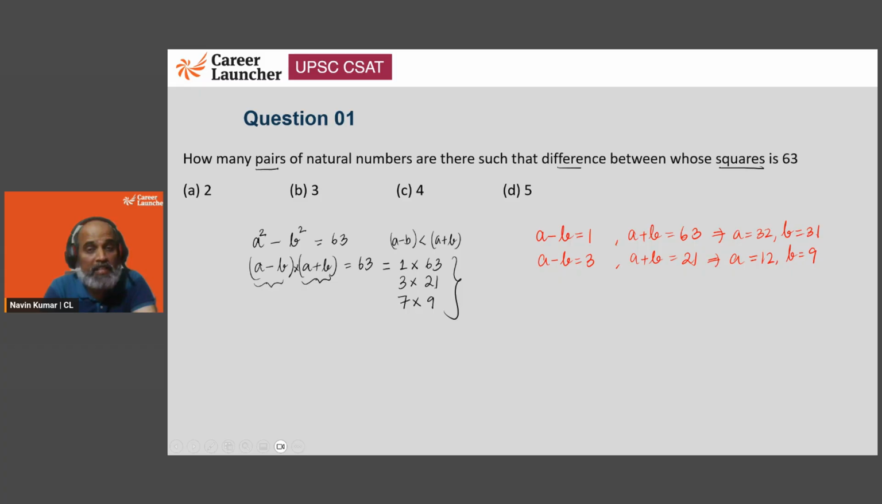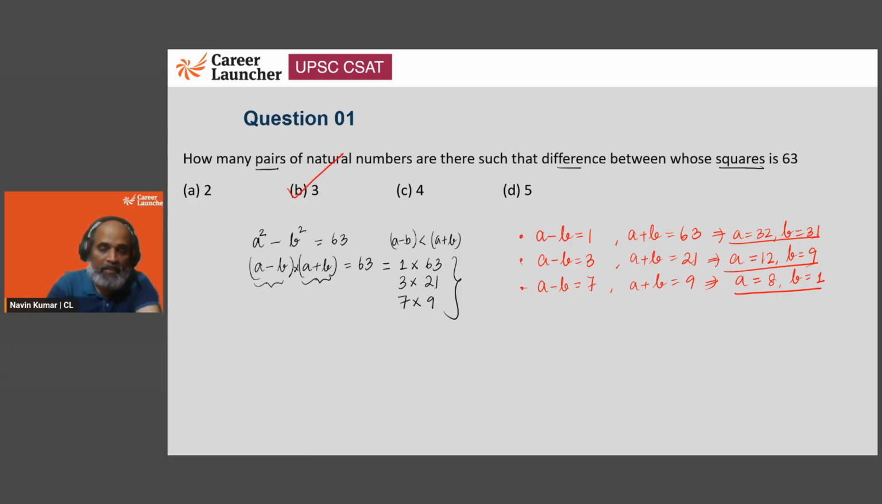12 square minus 9 square, 144 minus 81, is also 63. Next, third scenario, A minus B is going to be 7 and A plus B is going to be 9. If you solve this, we will get A is equal to 8 and B is equal to 1. 8 square is 64, 64 minus 1 square is 1, so 64 minus 1 is also 63. So these are the three sets of values of A, B that give us the answer for the given condition.